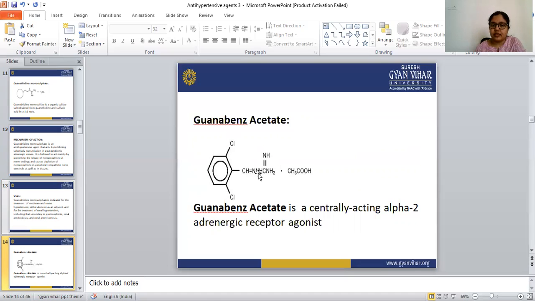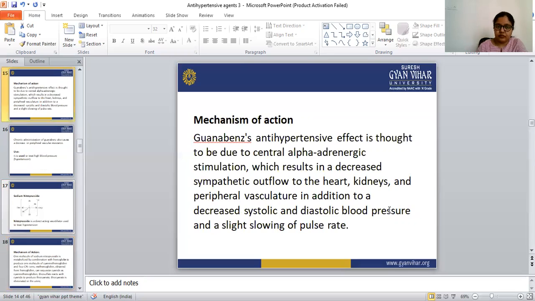Guanabenz acetate is an antihypertensive agent, and this is its structure. Guanabenz acetate is a centrally acting alpha 2 adrenergic receptor agonist. This comes under the category of alpha 2 adrenergic receptor agonists.